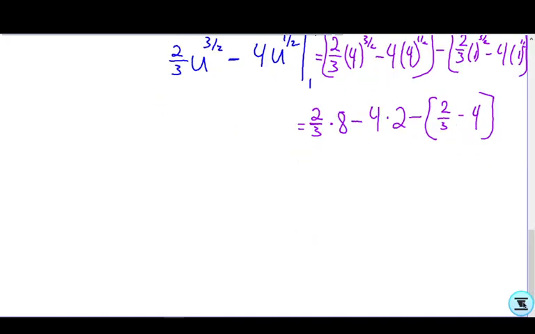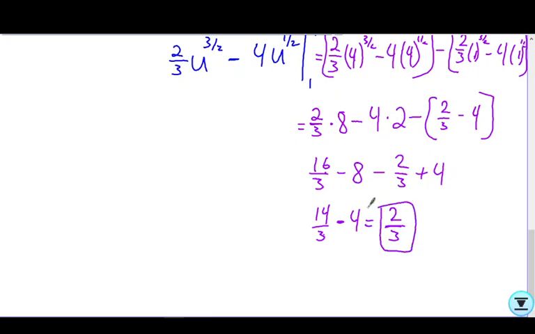Okay, so now let's simplify. So we get 16 over 3 minus 8 minus 2/3 plus 4. So 16 minus 2, that's 14 over 3. Negative 8 plus 4 is negative 4. And then simplifying, 4 times 3 is 12. So 14 minus 12 is 2/3. And that is my answer.